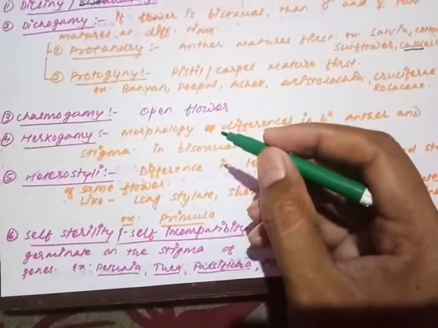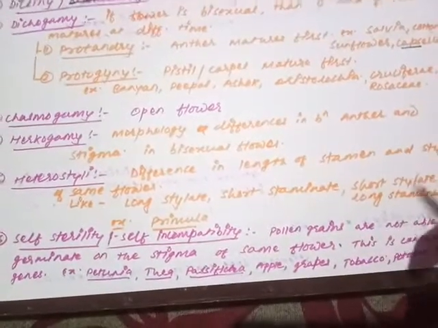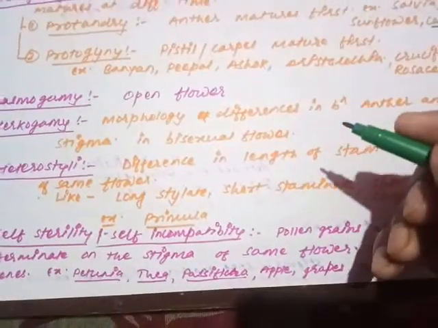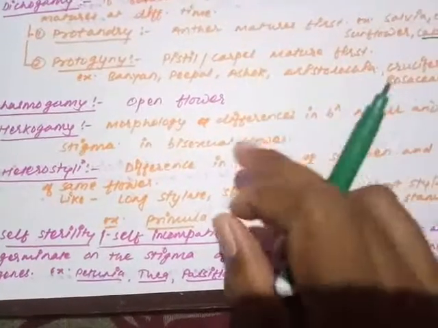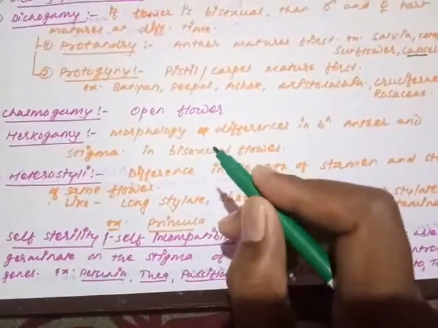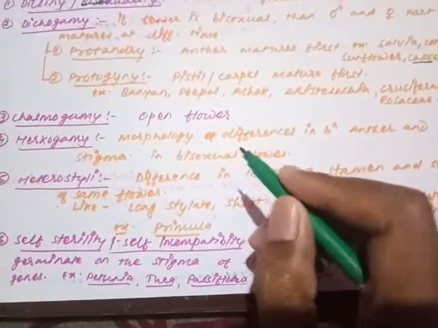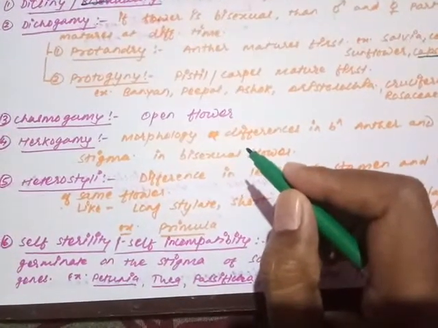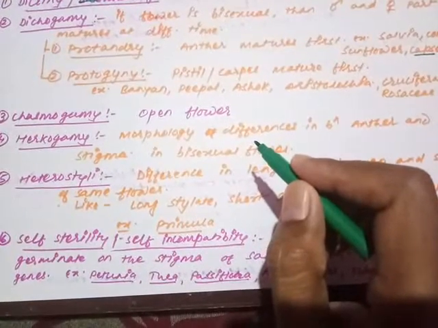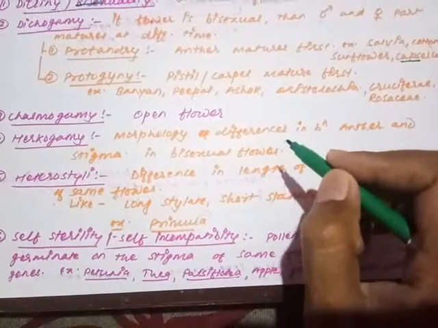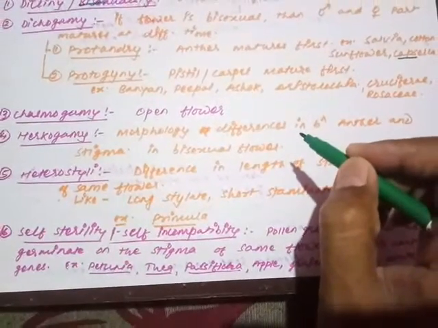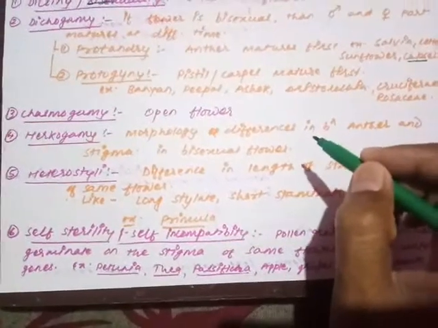Herkogamy means the flowers develop some morphological barriers between each other, and these barriers work to prevent the transfer of pollen grains. This is the case where pollination occurs in the bisexual flower only. Are you getting my point? In a bisexual flower, the flowers develop some morphological differences. Due to that, morphological barriers are produced between the anther and stigma, and this is why pollination within the same flower fails.